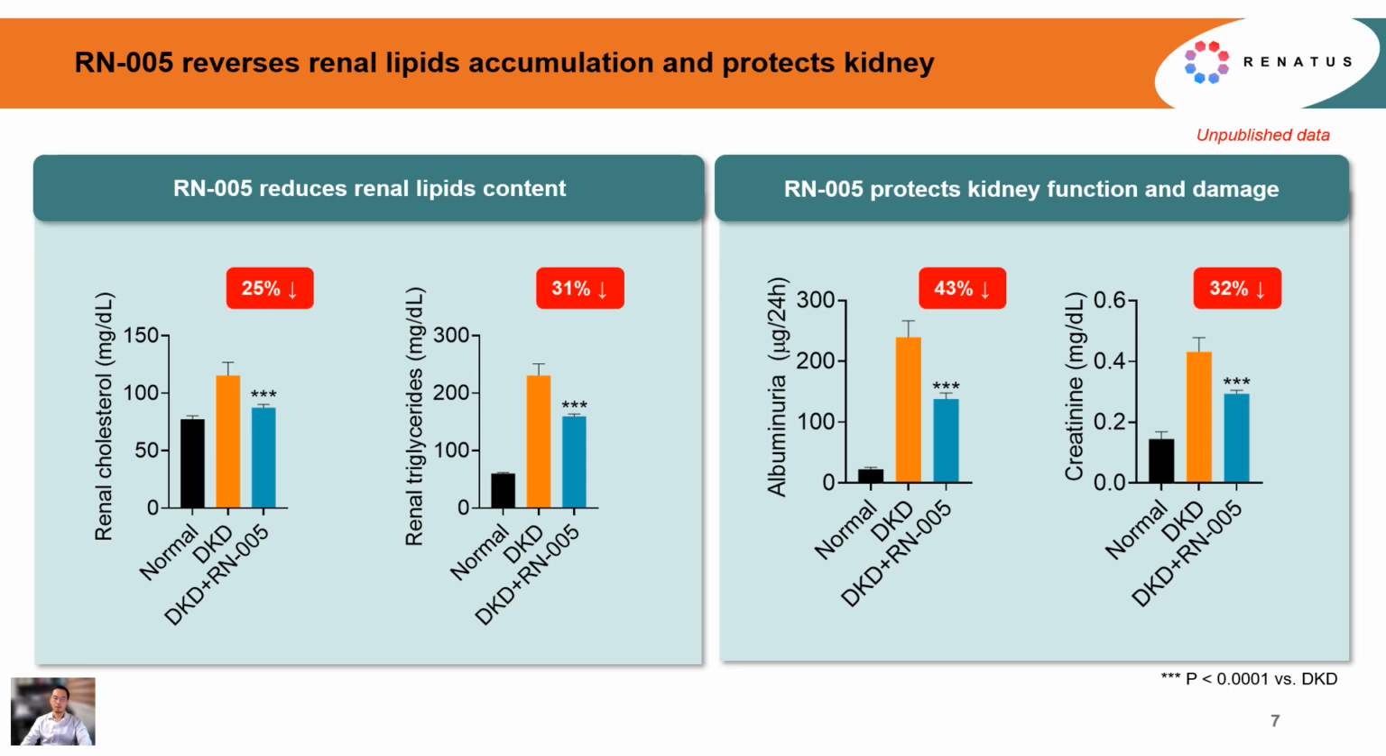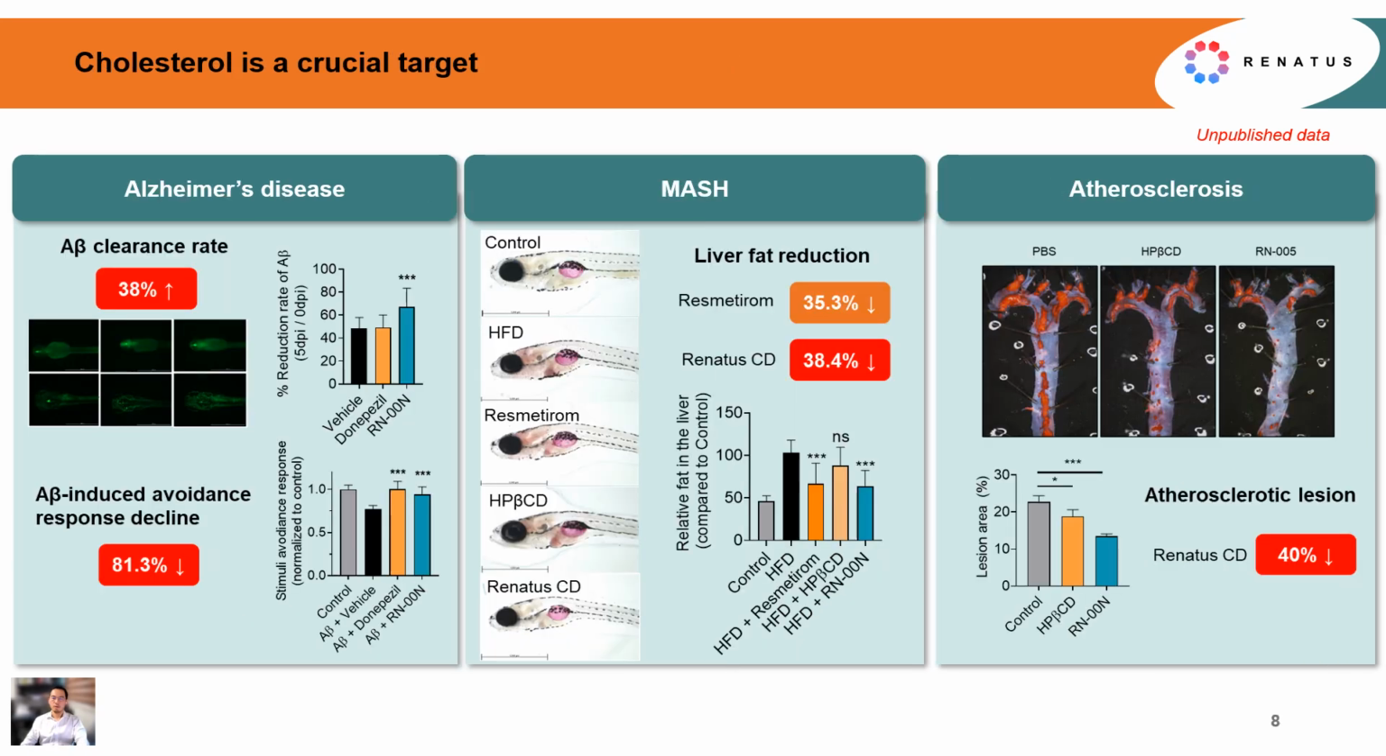developing novel cholesterol-targeted therapies. Cholesterol modulation has shown promising results in other cholesterol-related diseases. In an Alzheimer's disease model, our cholesterol modulator facilitated the clearance of amyloid beta and significantly improved behavior in both zebrafish and mice. In metabolic dysfunction-associated steatohepatitis, or MASH, our cholesterol modulator effectively lowered liver fat levels, which was comparable to resmetirom, the first FDA-approved drug for MASH.